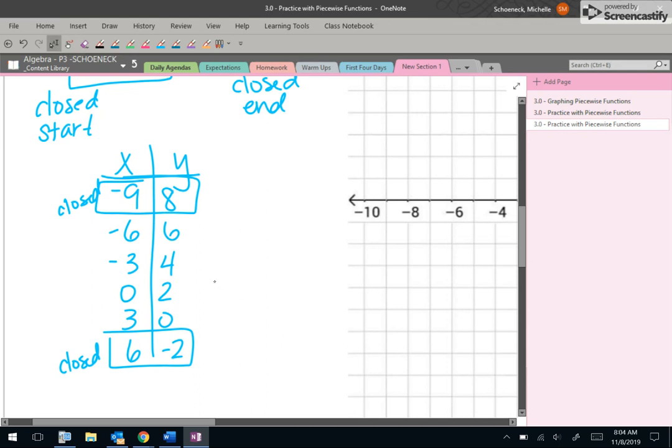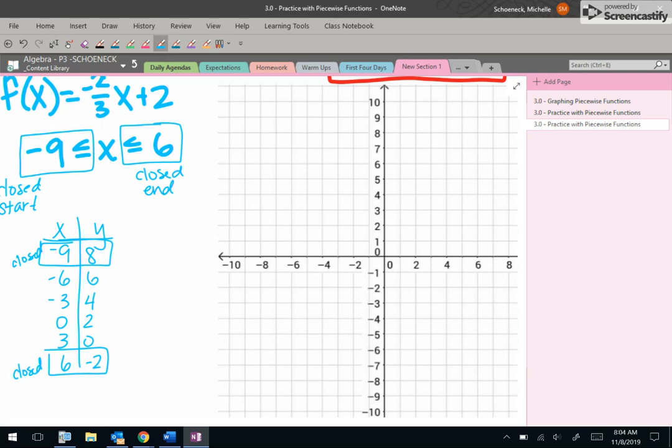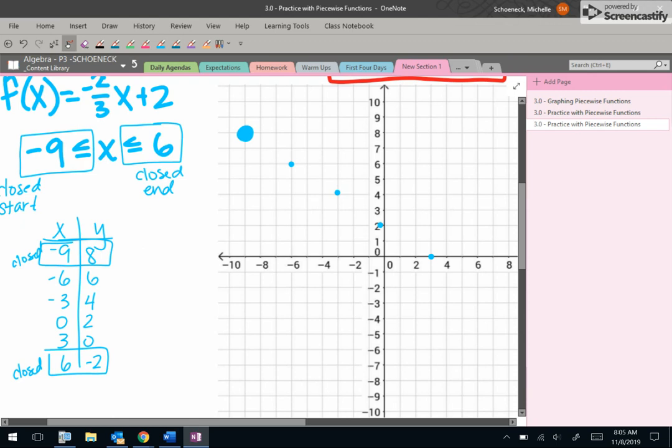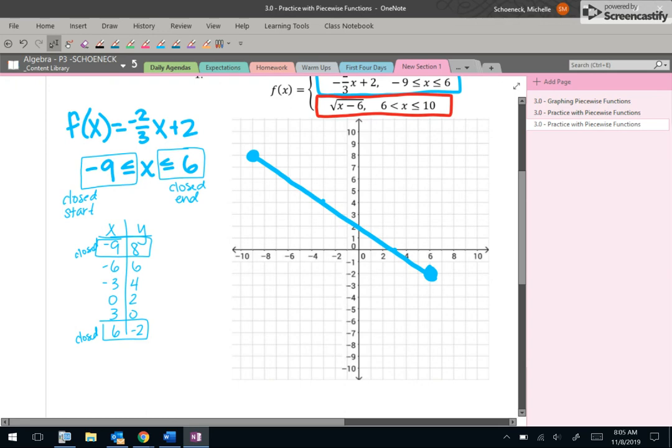Now it's time to graph this piece. We're starting with negative 9, 8, a nice closed circle. Then negative 6, 6, negative 3, 4, 0, 2, 3, 0, and 6, negative 2, which is also a closed circle. That's our first piece of the function.